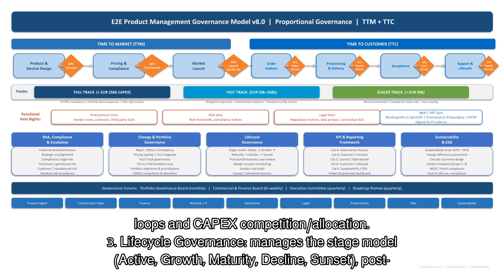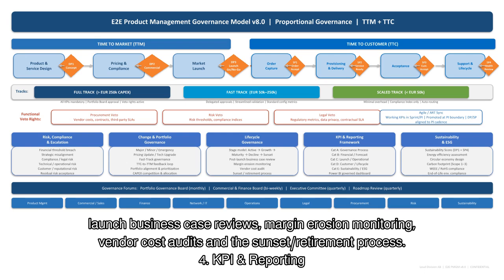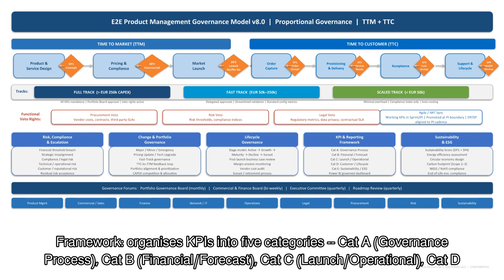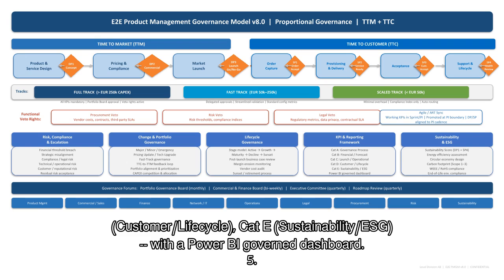3. Lifecycle governance manages the stage model, active, growth, maturity, decline, sunset, post-launch business case reviews, margin erosion monitoring, vendor cost audits, and the sunset/retirement process. 4. KPI and reporting framework organizes KPIs into 5 categories: Cat A, governance process; Cat B, financial/forecast; Cat C, launch/operational; Cat D, customer/lifecycle; Cat E, sustainability/ESG, with a Power BI governed dashboard.